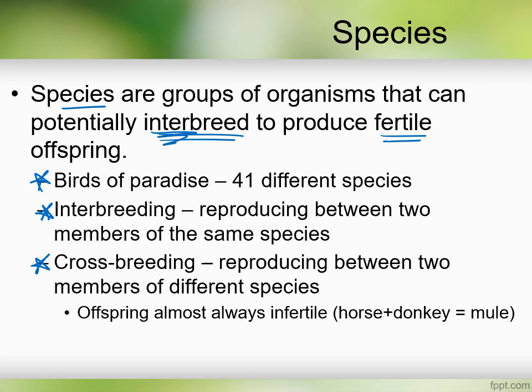Crossbreeding is when organisms breed outside their species, so between two members of different species. In these instances, the offspring are almost always infertile. For example, if a horse and a donkey, two different species, breed, we get mules, but mules cannot have babies, so the only way that we get mules is to breed horses and donkeys.